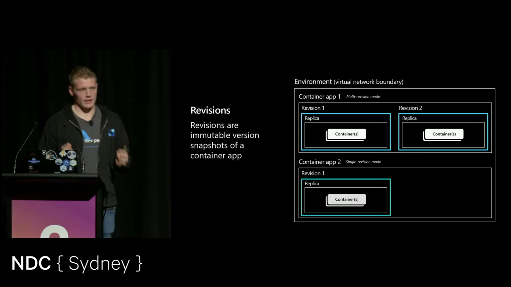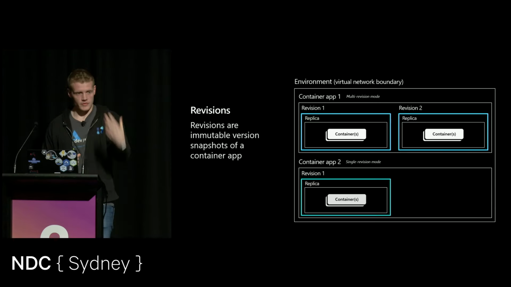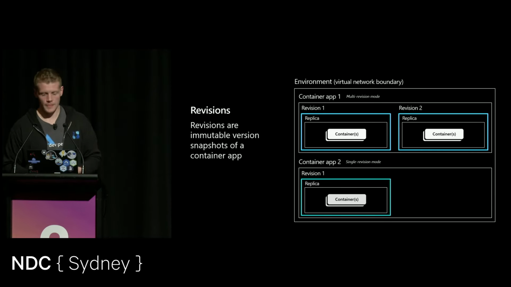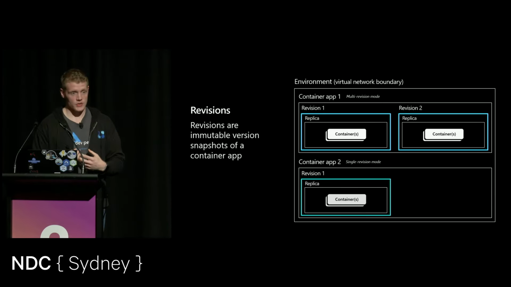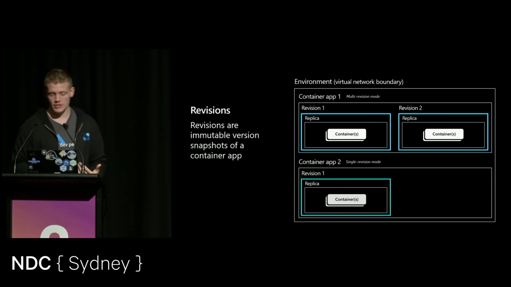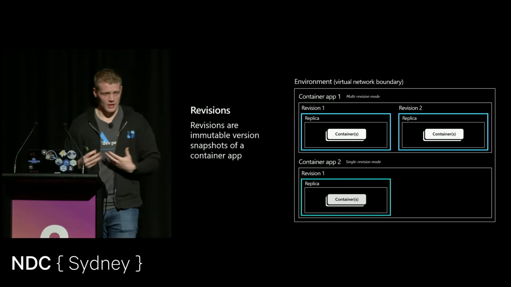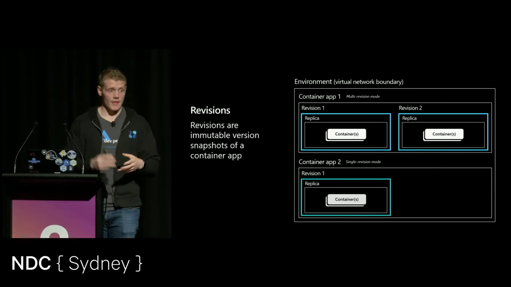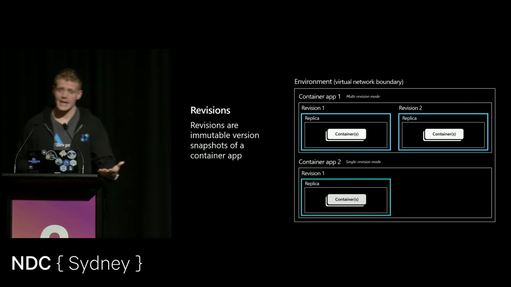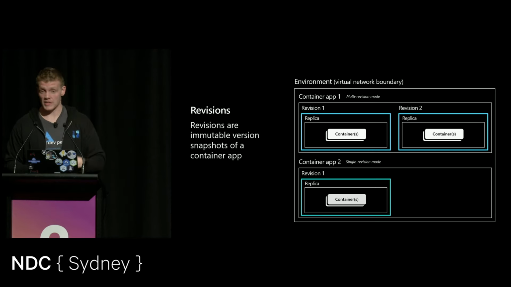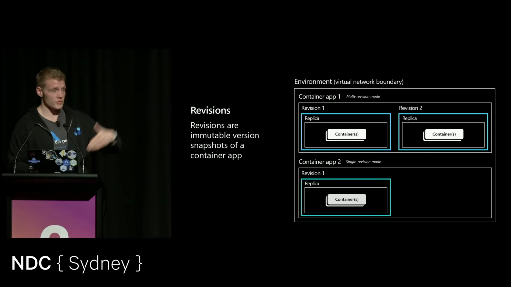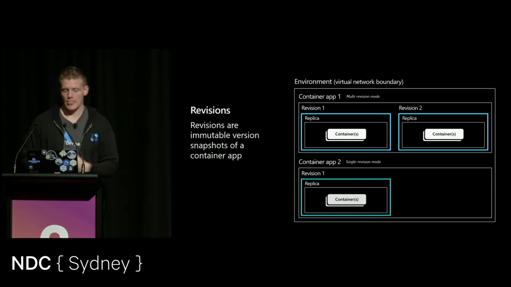So take the following example. When we first provision our container app, a revision is automatically created for us. As we make changes to the container app's template configuration, and these can include changes to the environment variables that we use, how much CPU and memory we're allocating to those containers, or the container image itself, what image we're actually using for our container app, new revisions will be automatically created.